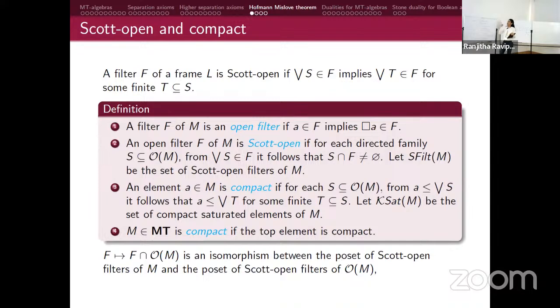And now very easily, I get an isomorphism between Scott-open filters of a modal algebra and Scott-open filters of opens of a modal algebra, by just intersecting the Scott-open filter with opens of it. Actually, just F maps to F intersection O(M), an isomorphism between open filters and filters. If you have an open filter in a modal algebra, you get a filter here, and it's vice versa. Then you restrict it to Scott-open filters, and we get an isomorphism between Scott-open filters.